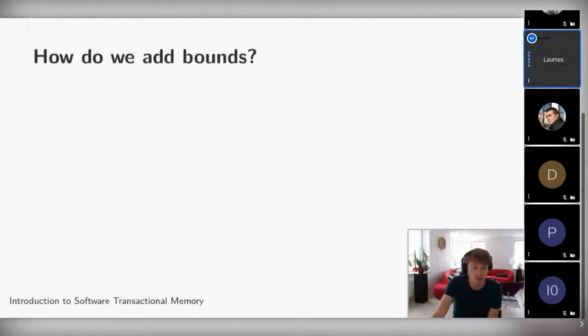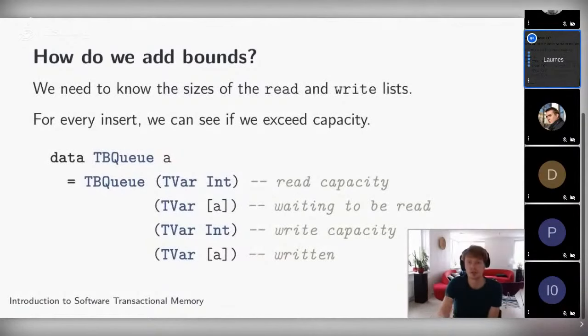So how do you add bounds? Well, you need to know the sizes of the read and write lists, and you can keep track of these in this DB queue thing.